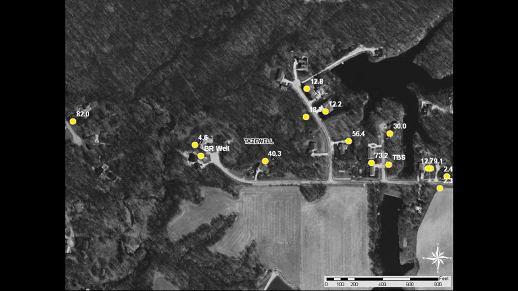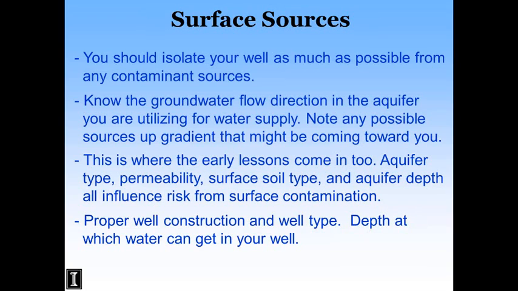And so you may be lucky, if you will, and be one of these homes where the arsenic is 2, and you may be unlucky where it's closer to 80, and then you have to make a decision on whether you want to do something about that, and likely you're going to need to add treatment. So protection from surface sources, really this is common sense.